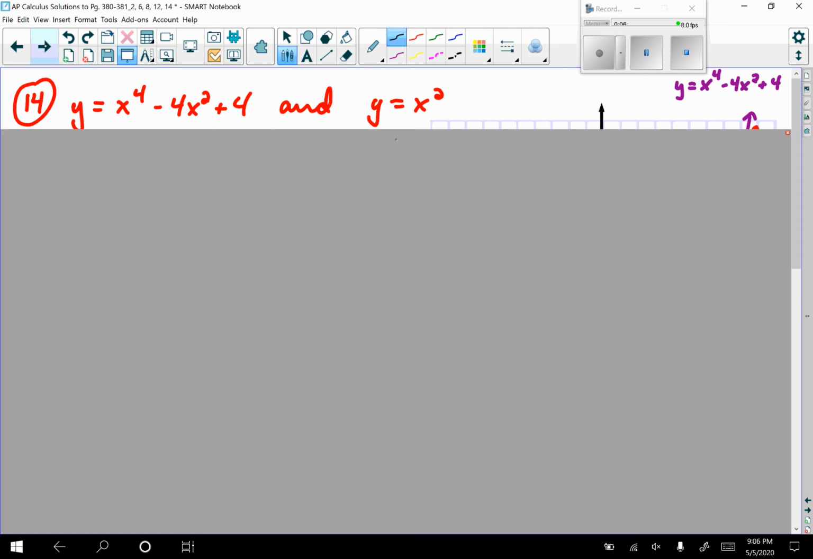I know number 14 was a lot of fun to graph here, so I did the same thing. I actually picked some other points for y equals x to the 4th minus 4x squared plus 4 to help us. I made a little table of values here.